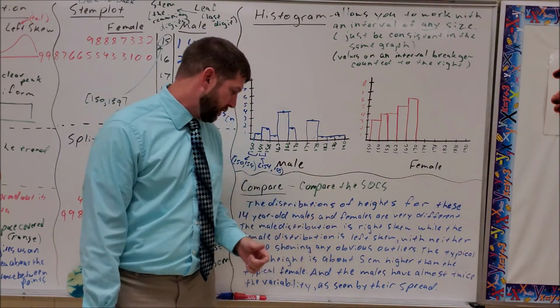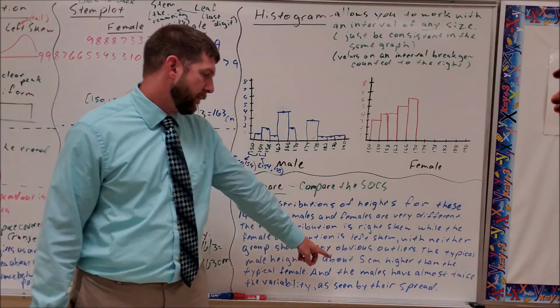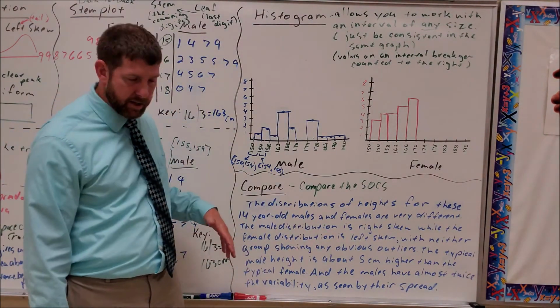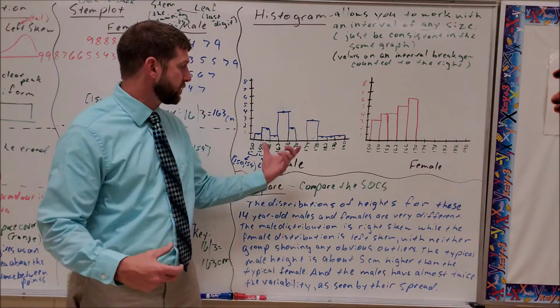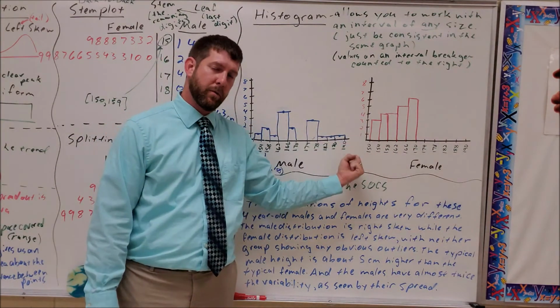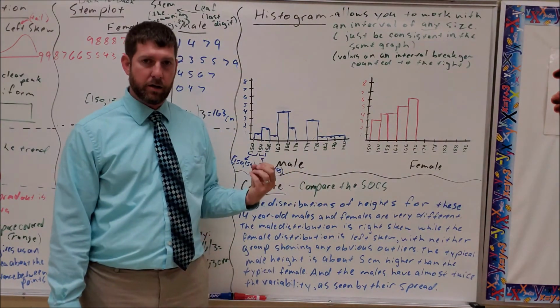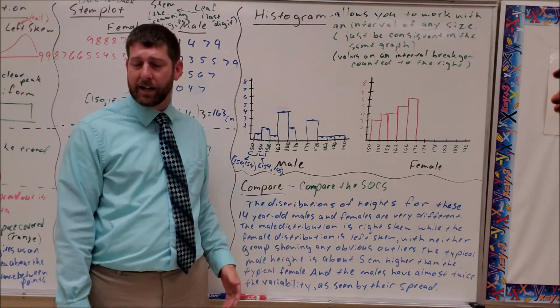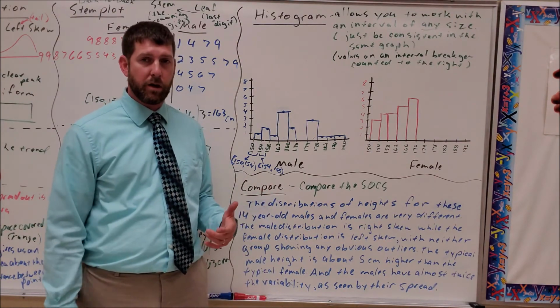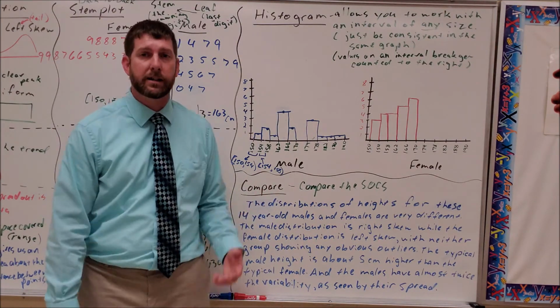Then we talked about how the males have almost twice the variability, as seen by their spread. The males' data was way more spread out. The females were a lot more clustered together. So that's what I mentioned right there. I didn't have to tell you what those spreads were. I just said it was about twice as much. How did I get that twice as much?